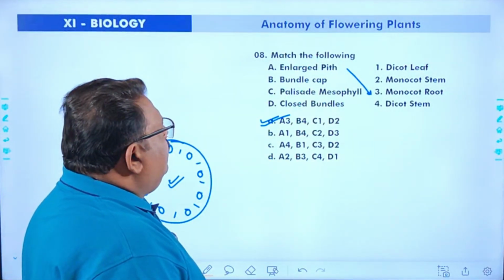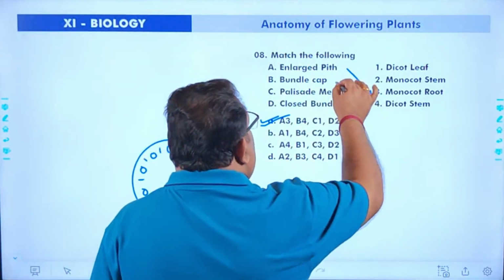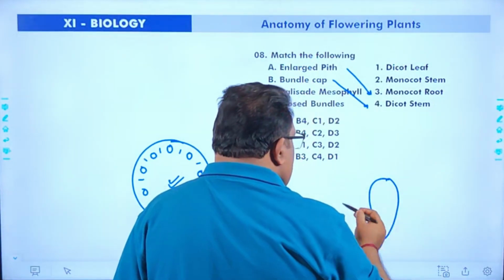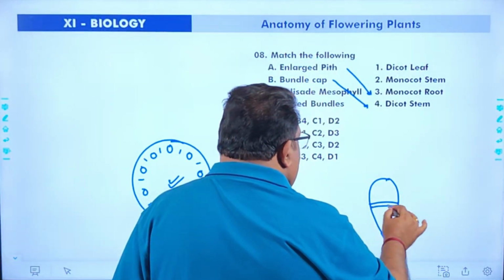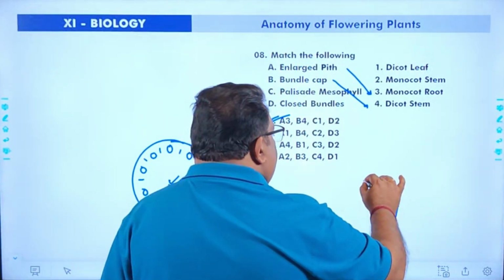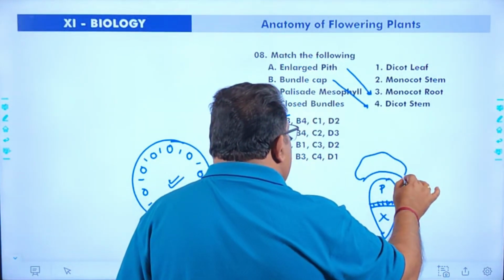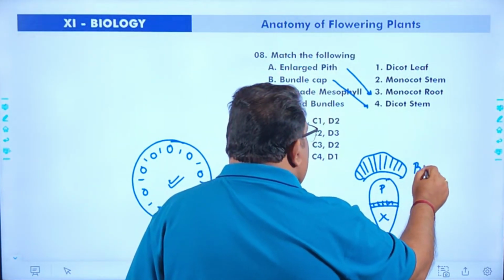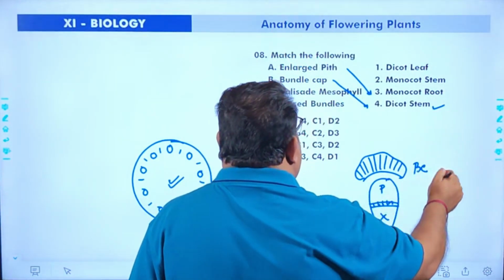That means bundle cap. Bundle cap is present in dicot stem. So this is the vascular bundle, dicot stem, open vascular bundle, cambium is present, outer phloem, inner xylem, and each vascular bundle is covered over by a sclerenchymatous tissue. That tissue is called bundle cap. Bundle cap is a characteristic feature of dicot stem.